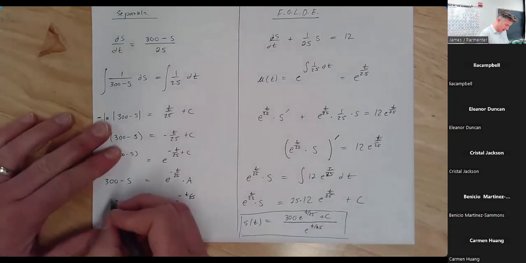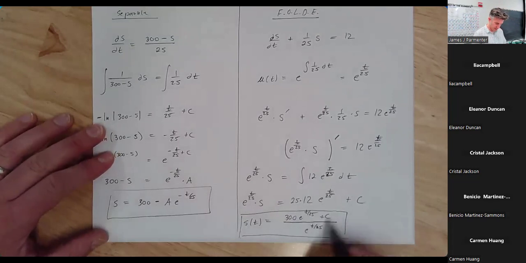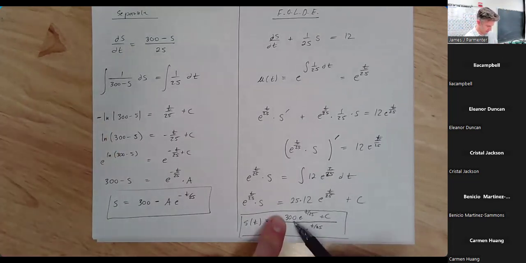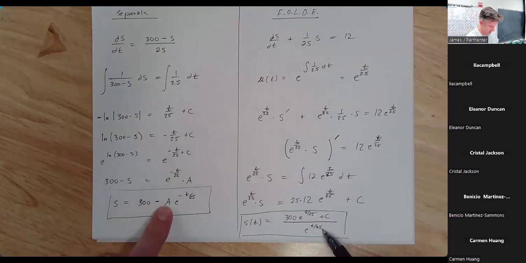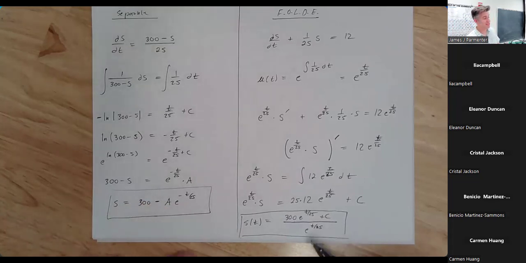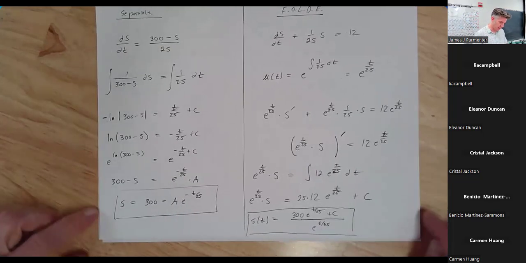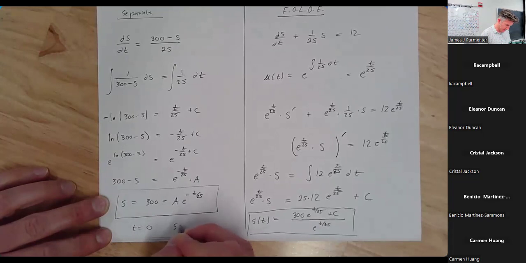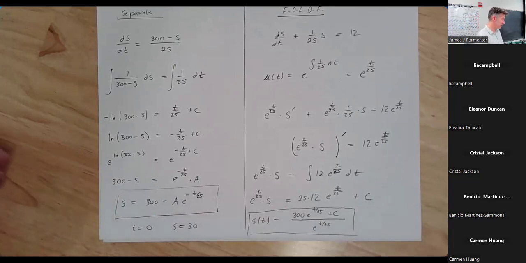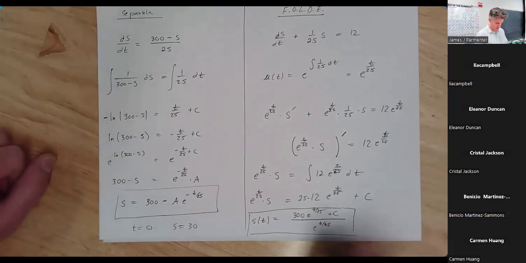But if you were to actually go ahead and divide through, 300 e to the t over 25 divided by e to the t over 25 is just 300. And c over e to the t over 25 is exactly some constant times e to the negative t over 25. So these answers are the same. They just look a tiny bit different. And then you would plug in t equal to 0 and s equal to 30, because we were told that there were 30 pounds of salt at the beginning of the process, to solve for a or c.